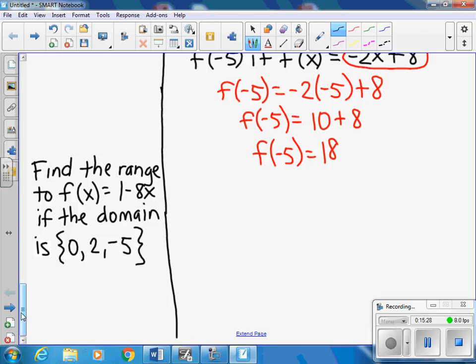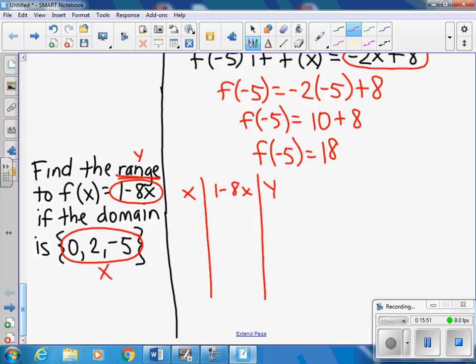All right, and you have a couple of options with this. Because you know that domain is x, these 3 values right here that they gave you, those are your x values. You could set this up in a table and come out with your answers because you need the range, which is the same thing as the y values. So if you set it up in a table, you would have x first, like you normally do. Your rule is 1 minus 8x in the middle, and then the y value would be the range that you're looking for. So once you get that last column, you'd be done, right? Otherwise, you can do 3 little baby problems like the ones we did above and get your 3 answers that way. But you have to use 0, 2, and negative 5 as your x values.